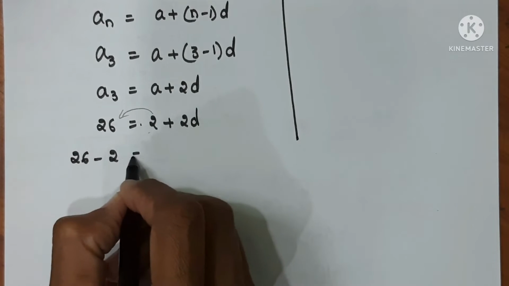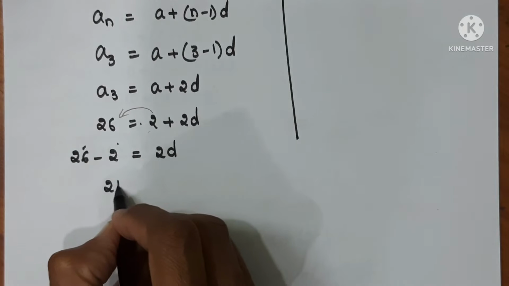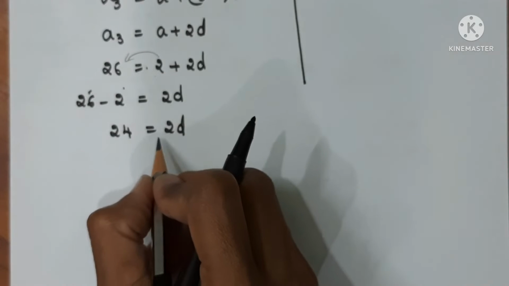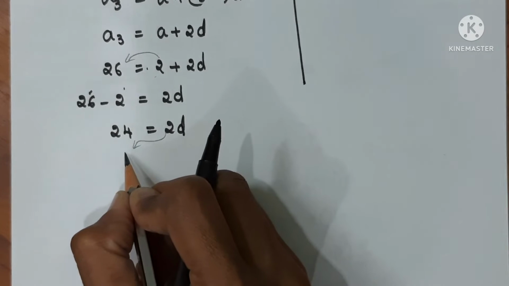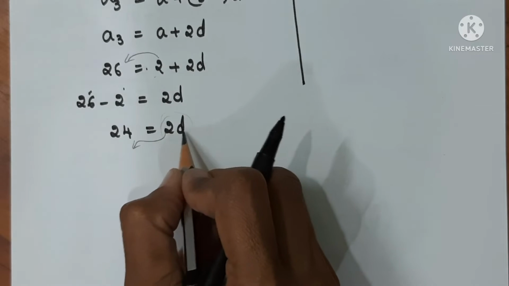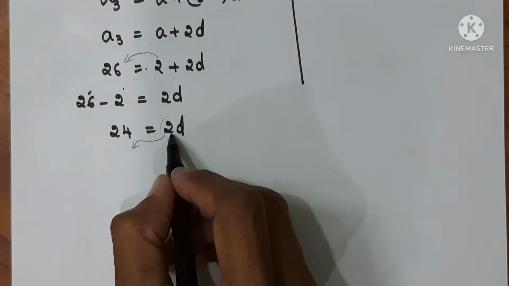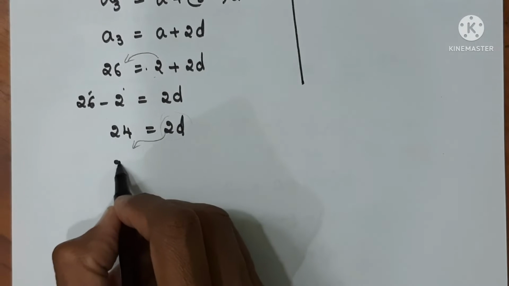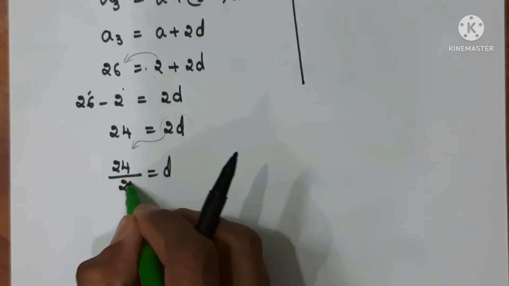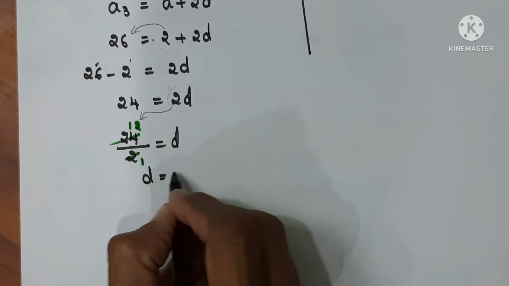26 minus 2 will be equal to 2D. Now 26 minus 2 we get 24 equal to 2D. Now take 2 to the LHS. If you take 2 to the LHS, it comes to the denominator because it is a monomial, a single term. Whenever there is a monomial, numerator and denominator will change. So it is in the numerator, it comes to the denominator. 24 by 2 will be equal to D. Now divide. 2 twelves are 24. So the value of D is 12.